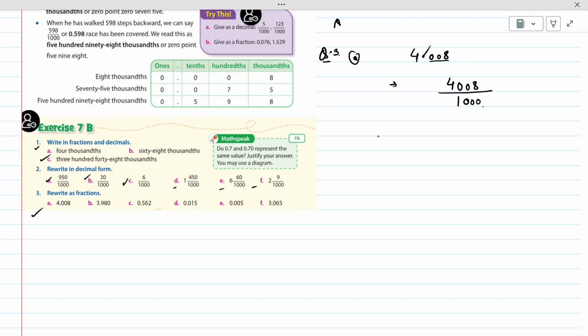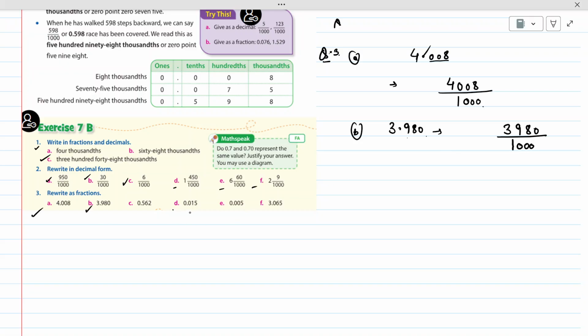Okay. Now going to question number B, we have 3.980. So when we are going to write it, write this number as 3980, and in the denominator, 1 followed by the number of zeros equivalent to the number of places after decimals. 1, 2, 3. So 1, 2 and 3 here. Right. Now I have done A, I have done B.